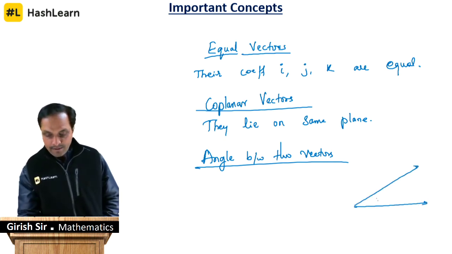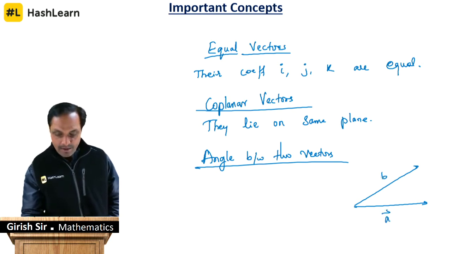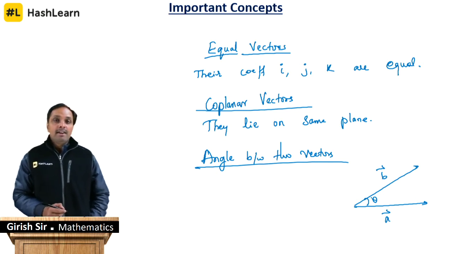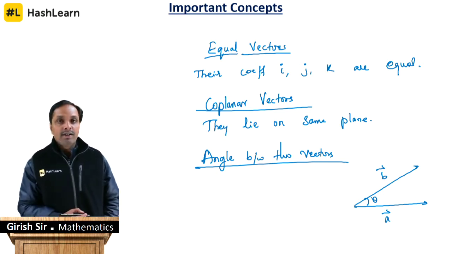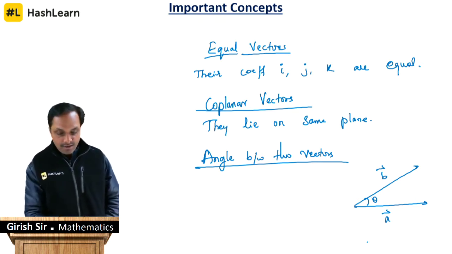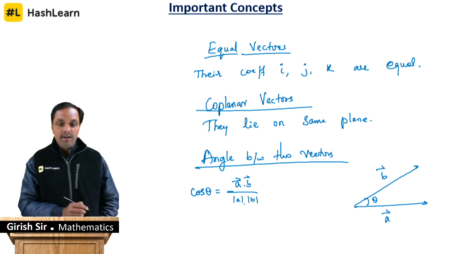Suppose you have vectors like this, vector A and vector B, and they are making an angle theta. Theta is acute when we talk about the angle between two vectors. The angle between two vectors is defined such that cos of the angle between those two is equal to A dot B by the magnitude of A vector into the magnitude of B vector.